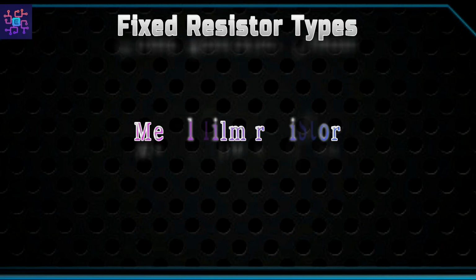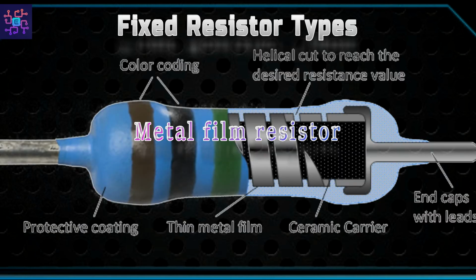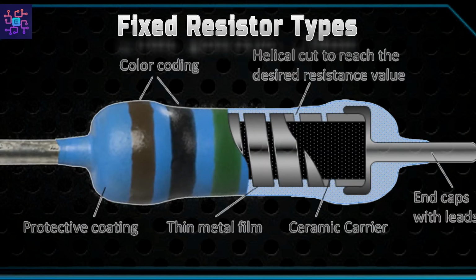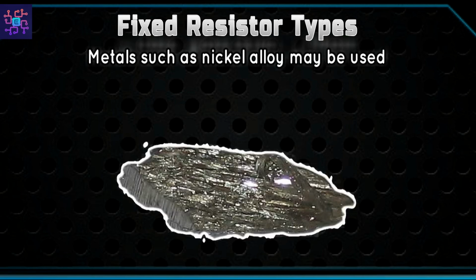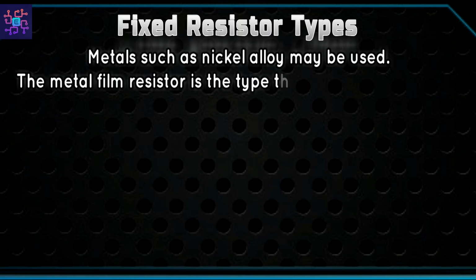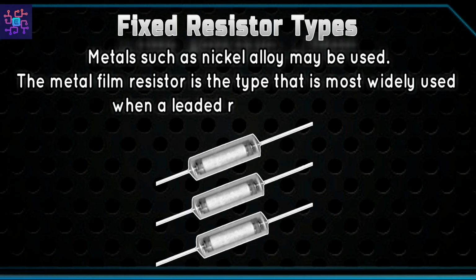Then we have the metal film resistor. The metal film resistor is very similar to the metal oxide film resistor, and the performance is also comparable. Instead of using a metal oxide film, this type of resistor uses a metal film. As the name indicates, it is a metal, and nickel alloy is the most commonly used. The metal film resistor is the type most widely used when a leaded resistor is needed.